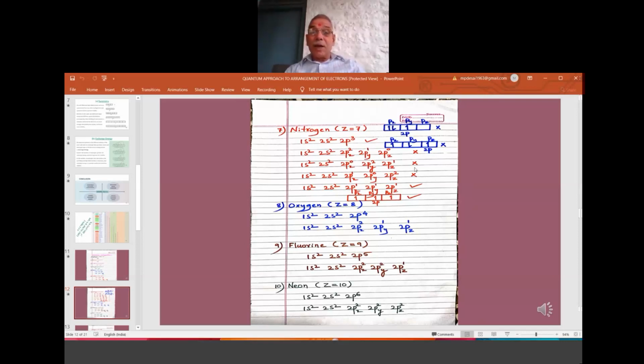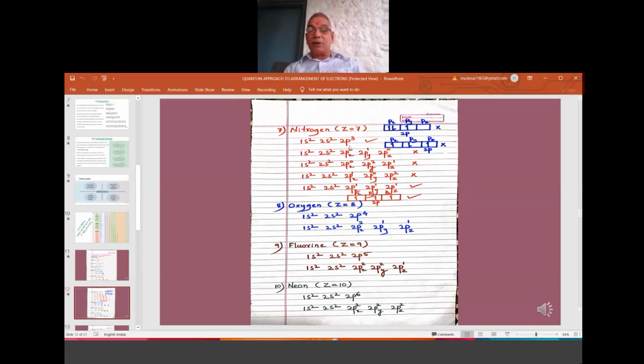Nitrogen has 7 electrons: 1s2, 2s2, 2p3 first. But where do these 3 electrons in 2p go? First you write 2px, 2py, 2pz separately. Here I have written all the possibilities.